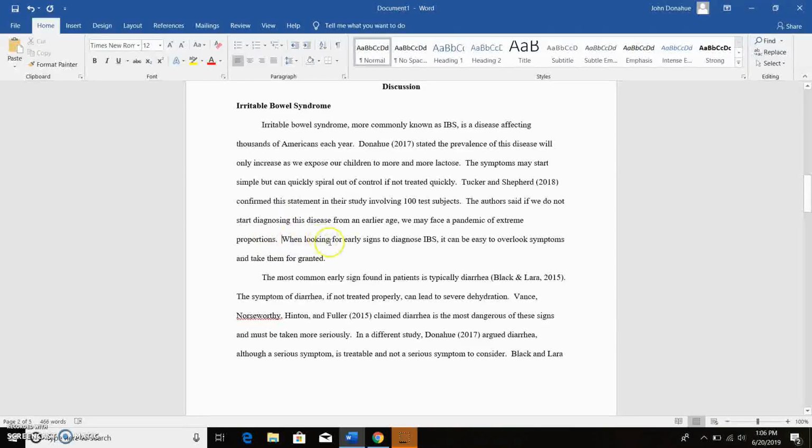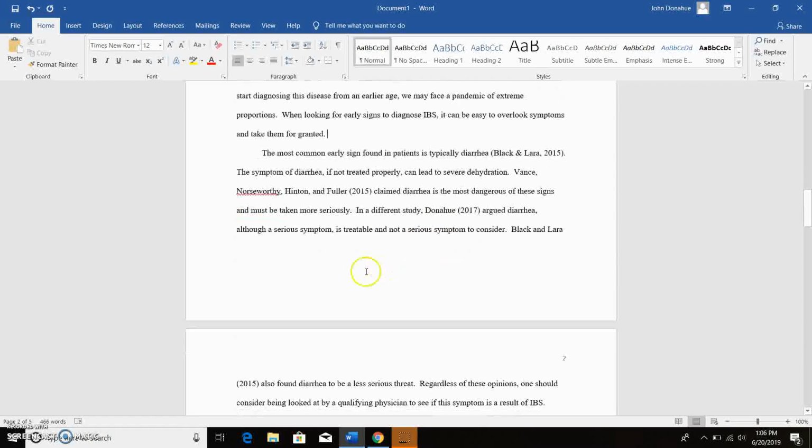Let's move on. When looking for early signs to diagnose IBS, it can be easy to overlook symptoms and take them for granted. That's a thought that I came up with again, so I don't have to cite that. Once again, feel free to put some of your own personality in your paper and some of your own thoughts, but try not to be too biased with it. Let's go down here. The most common early sign found in patients is typically diarrhea. Black & Laura, 2015. Once again, that's at the end of a sentence, so we're using the ampersand. The symptom of diarrhea, if not treated properly, can lead to severe dehydration. That's one of my thoughts I put in there.